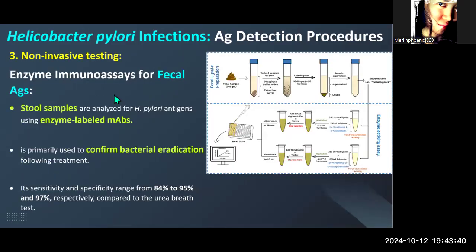For non-invasive testing, we have EIA. This uses a fecal sample, a stool sample of 0.5 grams, which will undergo an enzyme immunoassay procedure. This is for fecal samples, looking for fecal antigens. Stool samples are tested for H. pylori antigens using enzyme-labeled monoclonal antibodies, and this method is mainly used to confirm bacterial eradication after treatment. Its sensitivity and specificity range from 84% to 95% and 97% respectively.